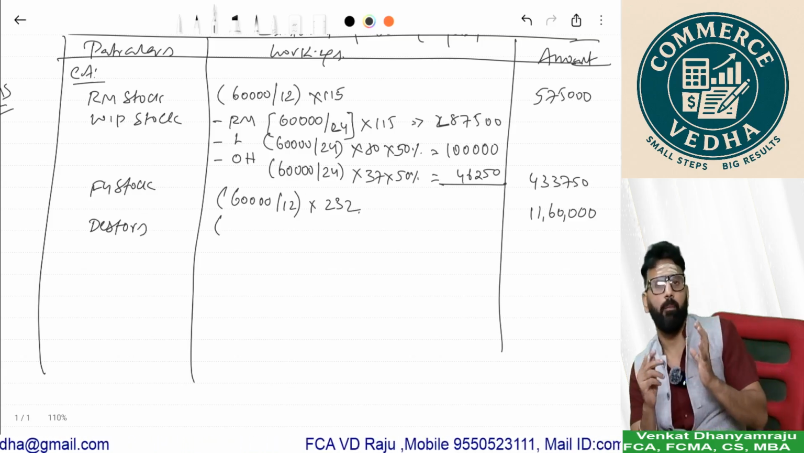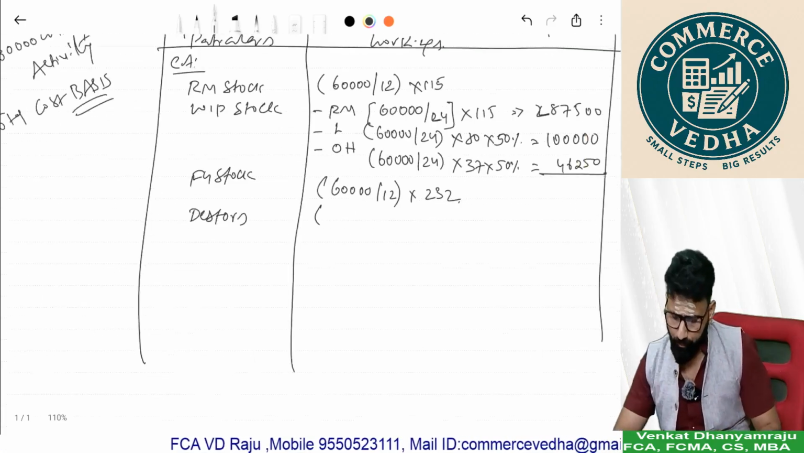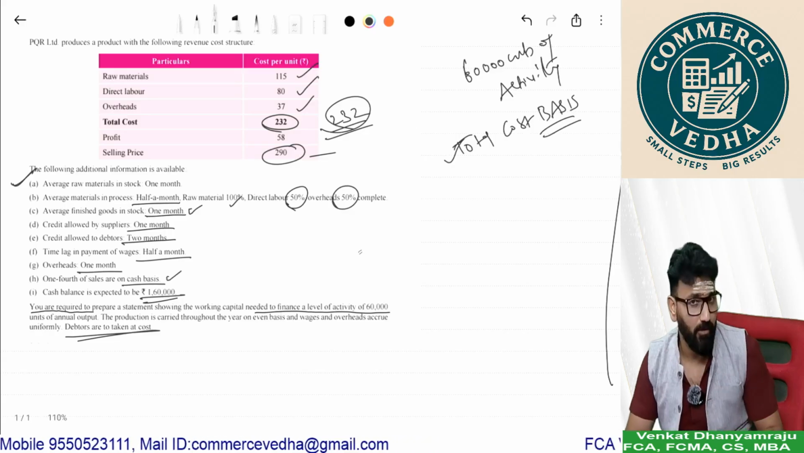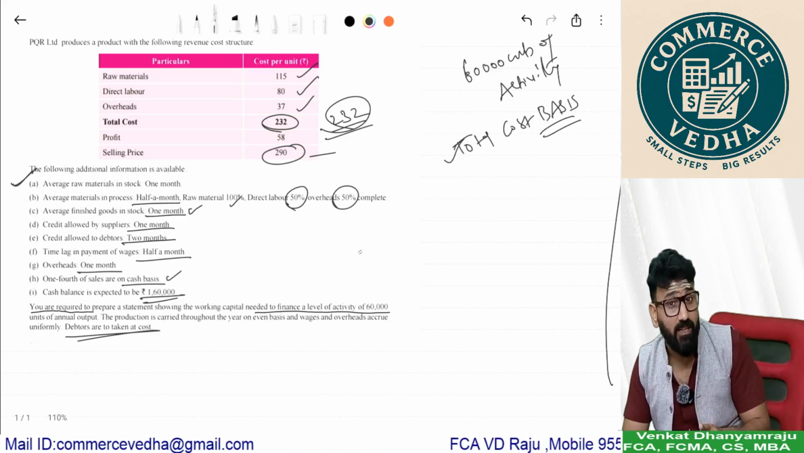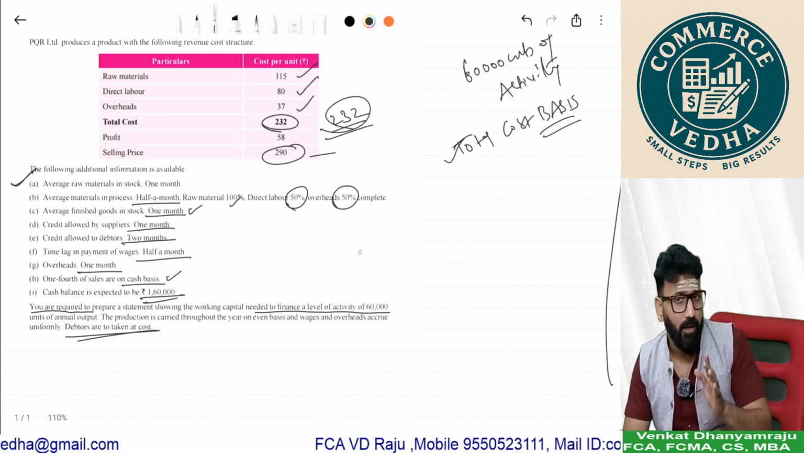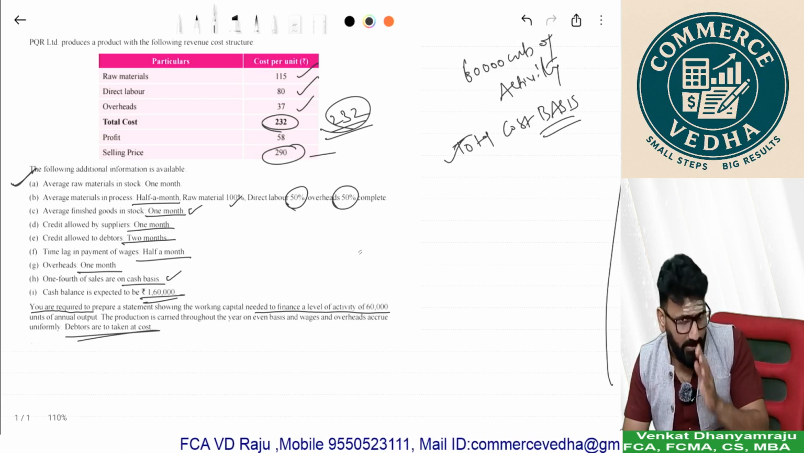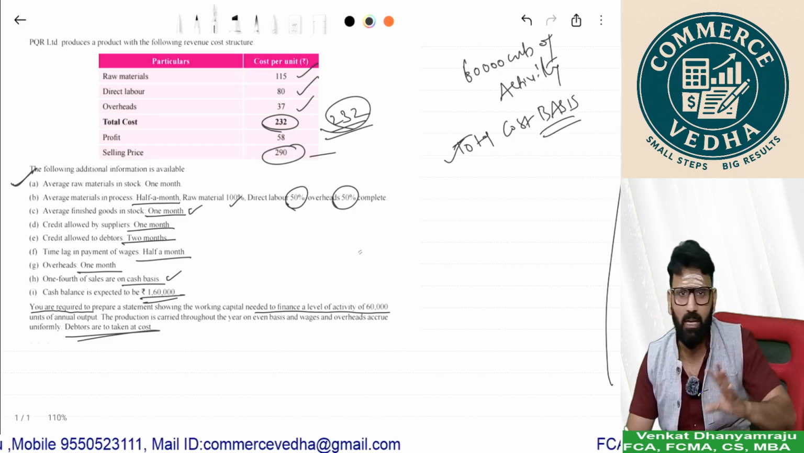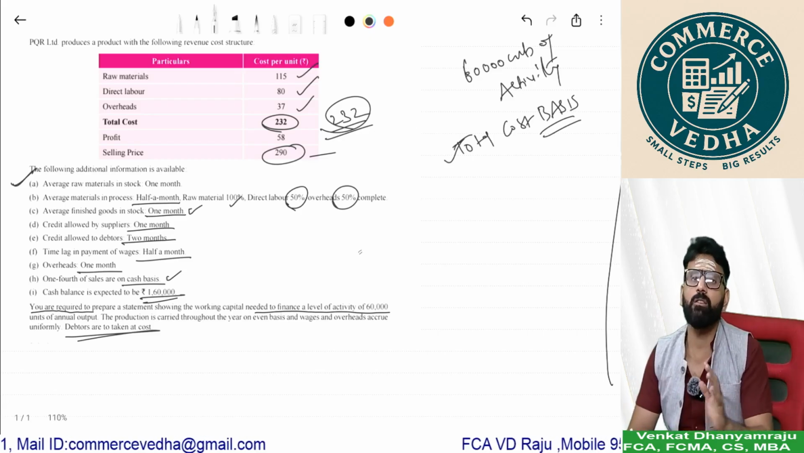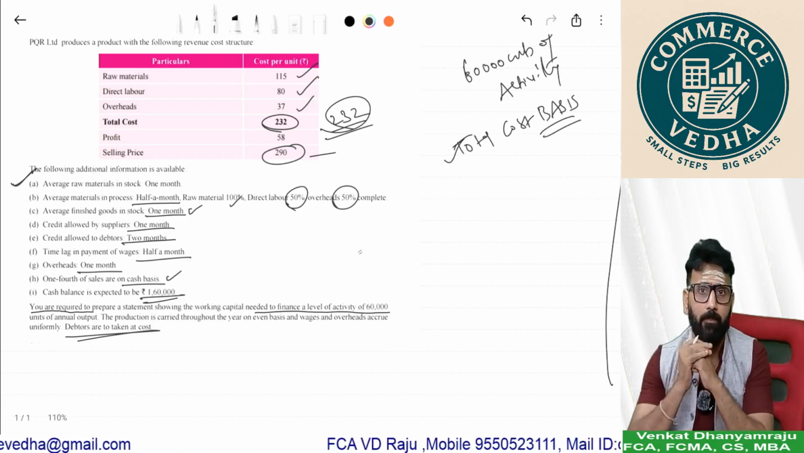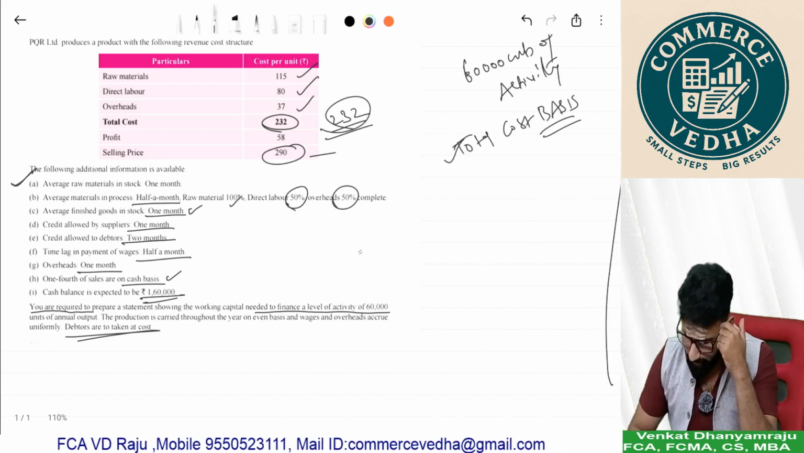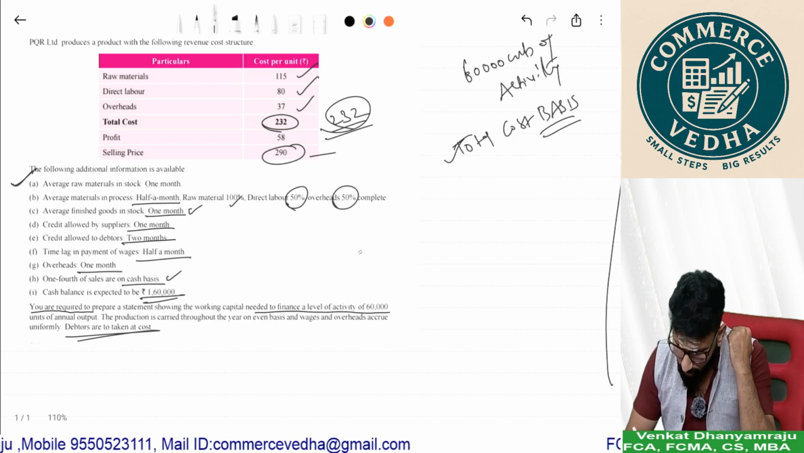Then comes debtors. Debtors, be careful because 1/4 of debtors are for cash. It means balance debtors or credit. Debtors are only for credit sales, not for cash sales. You collect the money the minute you sell. So there is nothing stuck. Wherein credit sales, the amount is stuck with the customers for how many months? Your credit allowed is 2 months.